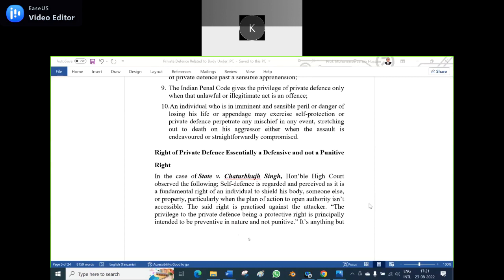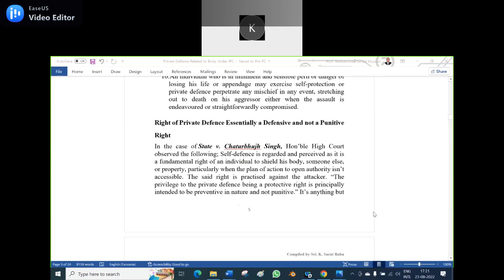The right of private defense is essentially defensive and not a punitive right. So it is a defensive mechanism and not punishment. In the case of State versus Chhatar Singh, the Honorable High Court observed the following: self-defense is regarded as a fundamental right of an individual to shield his body, someone else, or property, particularly when the plan of action, open authority, is not accessible.